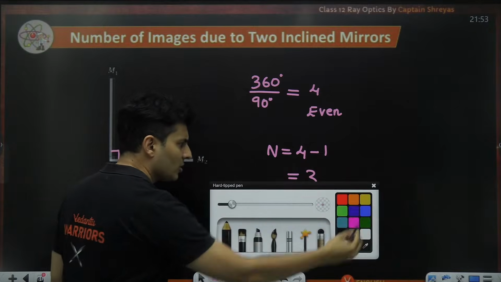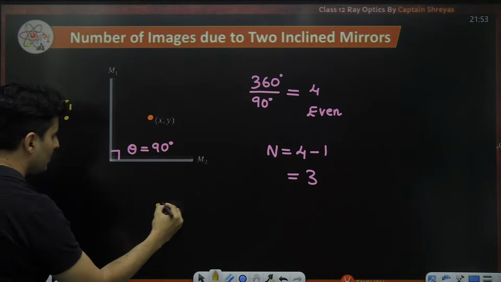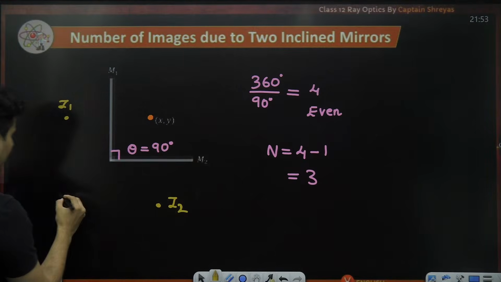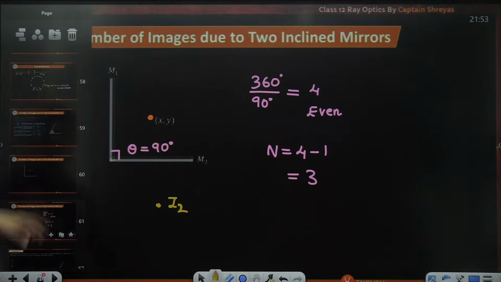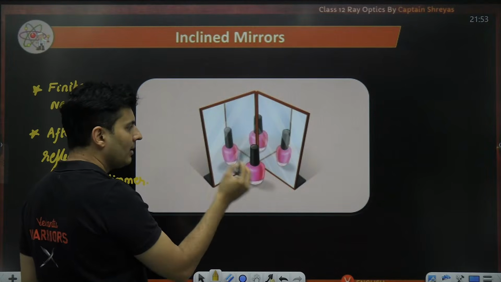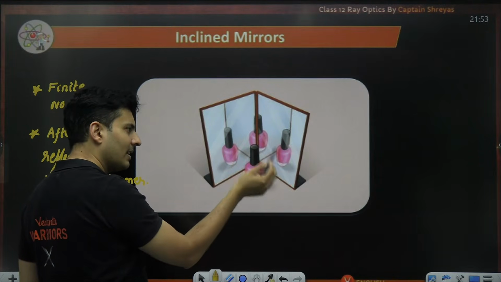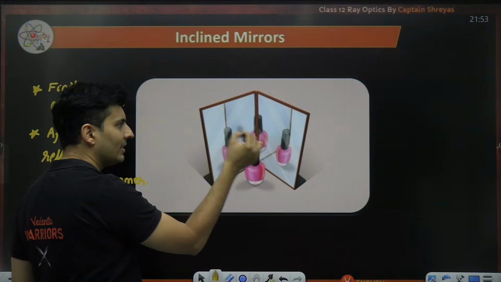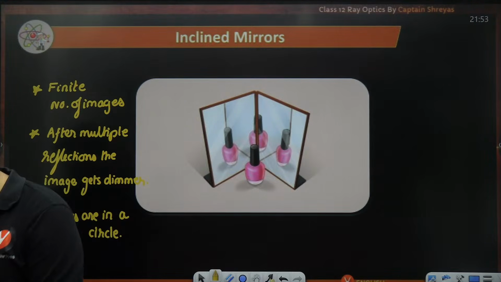And it is also true. It will be 3 because one image will be here, another image will be here, and the third image will be here. 1, 2, and 3. If you are wondering how, look at this. The two mirrors are perpendicular. One image is here, one image is here, and that reflection is there, which is the same thing. So 1, 2, and 3. 3 images are formed for perpendicular mirrors. Got it?